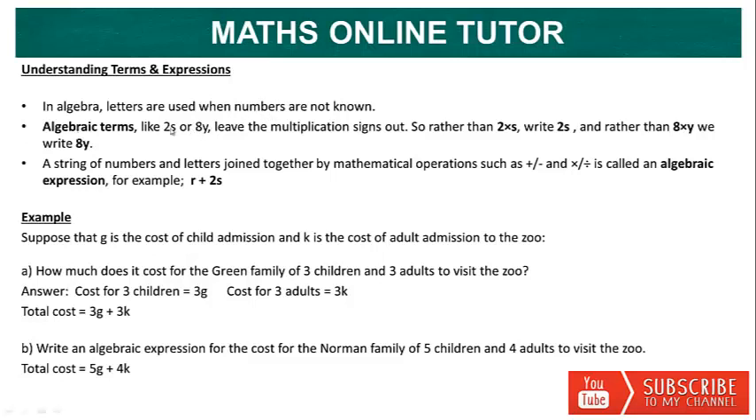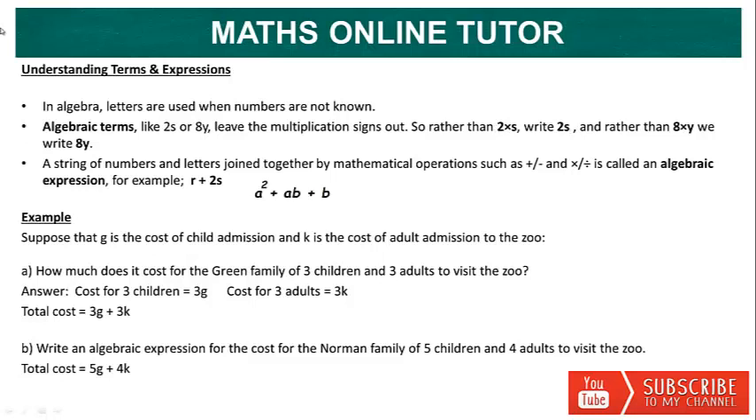When we write terms like 2s or 8y, for example, we leave the multiplication sign out. So rather than 2 times s, we write 2s. Rather than 8 times y, we write 8y. But if you take 2s for example, it means simply 2 times s.